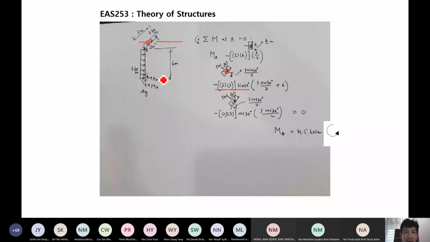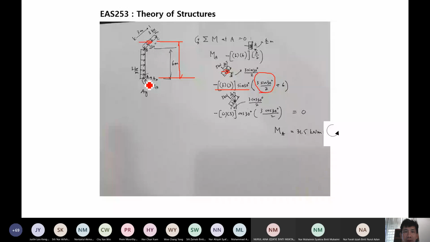this distance. Okay, and this distance is 6 multiplied with half of this vertical height here. Because this is acting horizontally, so this is half of this vertical height. What is this vertical height here? If this is 3, this is 30, so this vertical height becomes 3 sine 30, and half of this divided by 2. So this is where it comes from. Okay, then plus 6, that gives you the perpendicular distance that you need to multiply with this horizontal component to get the moment at A.